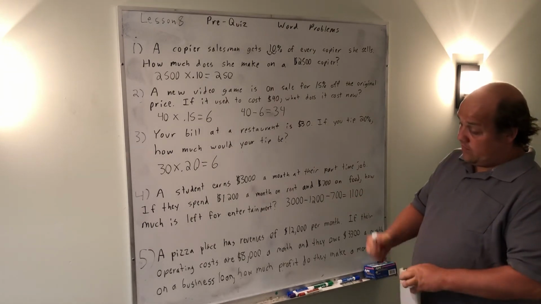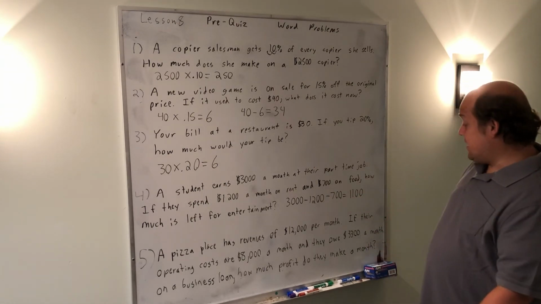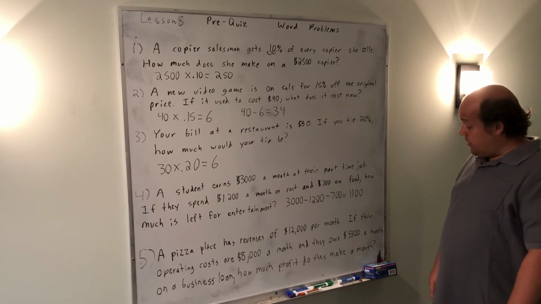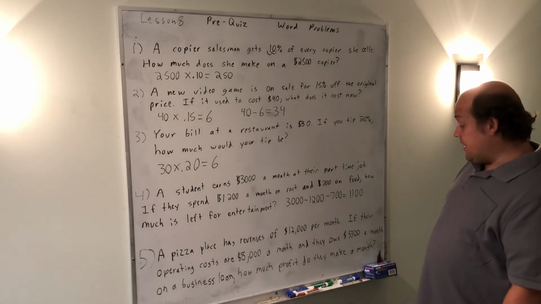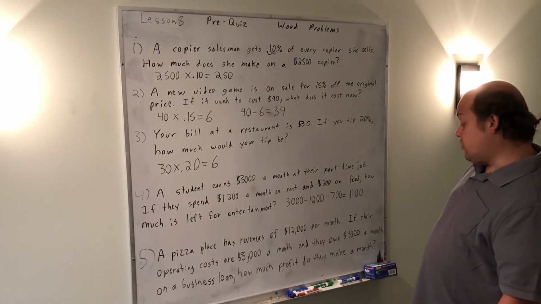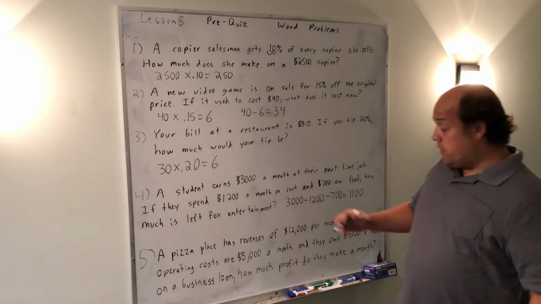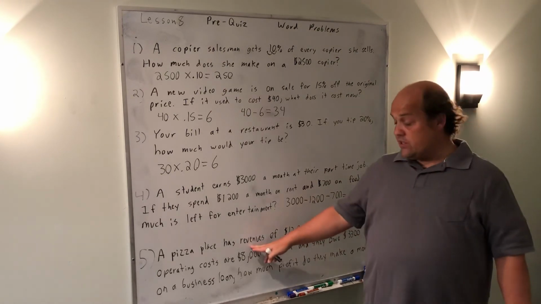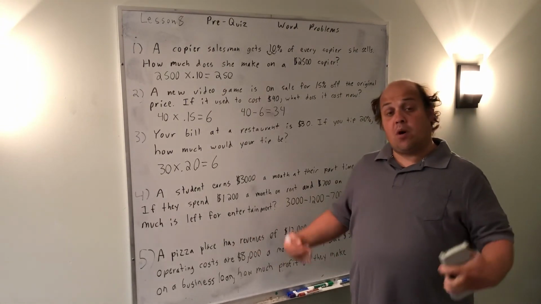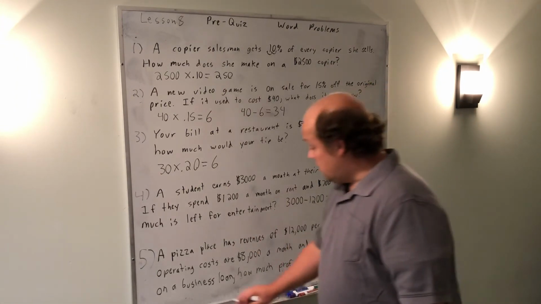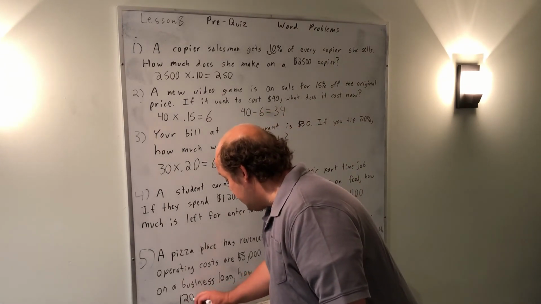In problem 5, a pizza place has revenues of $12,000 per month. If their operating costs are $8,000 a month and they owe $3,300 a month on a business loan, how much profit do they make a month? So again, we're going to start with this $12,000, which is their revenues. That's another word for how much money a business brings in. So they start with this $12,000.